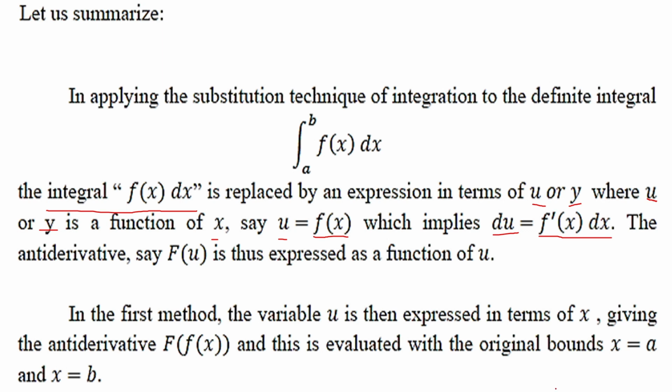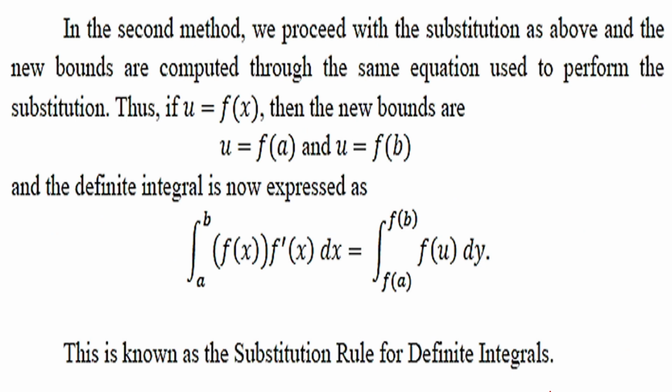The new value of a and b. Okay, in the second method, we proceed with the substitution as above, and the new bounds are computed using the same equation used to perform the substitution. If u is equals to f of x, the new bounds are u is equals to f of a and u is equals to f of b, right? We are using f of b and f of a, right?